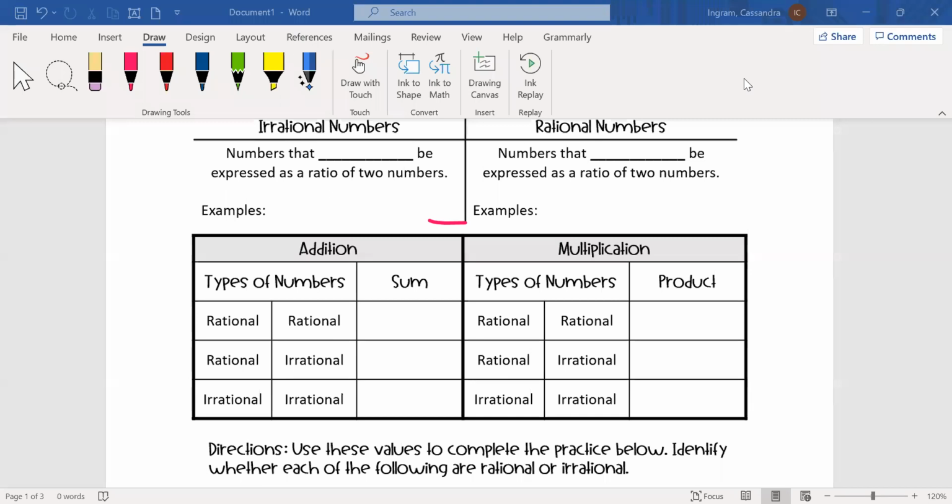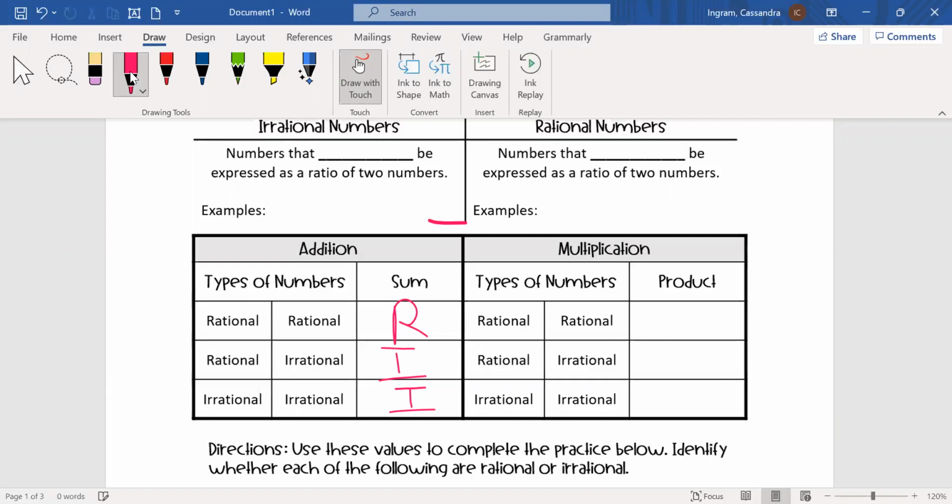The other part of your notes that's also really important here is when we're adding or multiplying rational and irrational numbers, okay? If you're adding rational plus rational, your answer is going to be rational. Anything that has irrational in it, when you're adding rational and irrational, or even irrational and irrational, your answer is always going to be irrational.